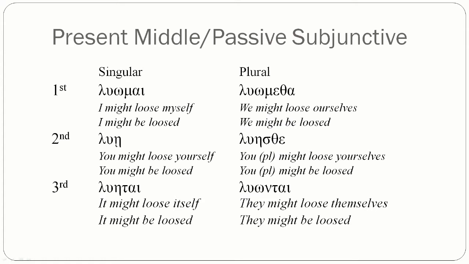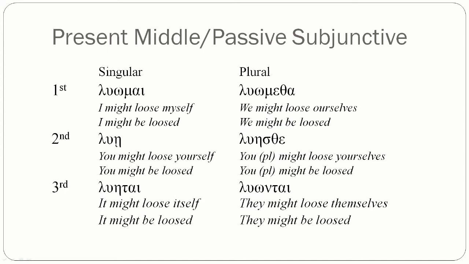Present middle passive subjunctive, luomai. If you remember, this form in the indicative is luomai with an omicron, and so you lengthen the omicron to an omega. Luomai. Alright, now that gives you I might loose myself, or passive, I might be loosed.